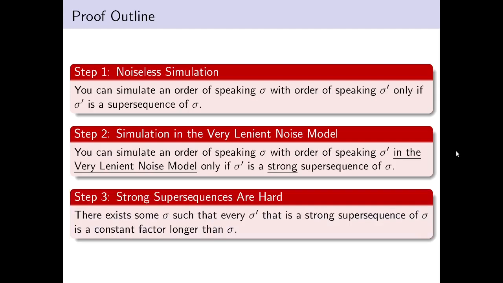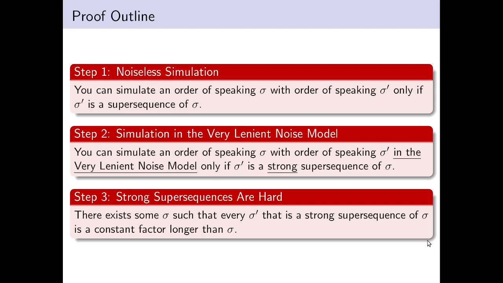That there exists some sigma, such that all sigma prime, which are a strong supersequence of sigma, are at least a constant factor longer than that sigma. And we claim that this completes the proof. Why? Well, simply take sigma as given by step 3. Now, consider any protocol with order of speaking sigma.